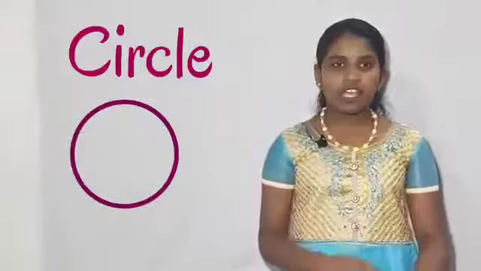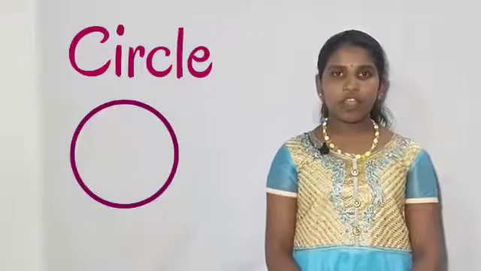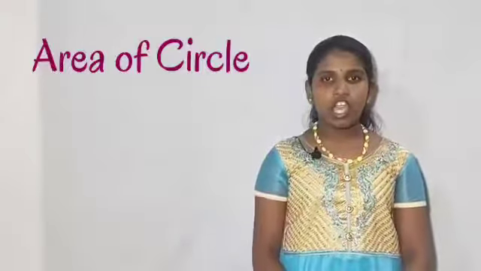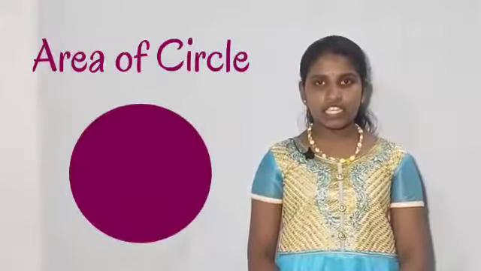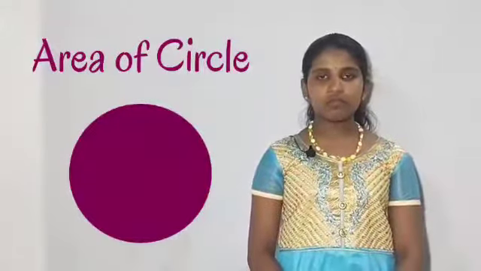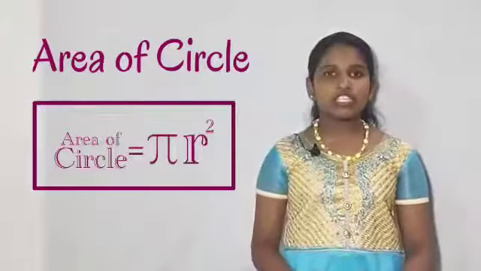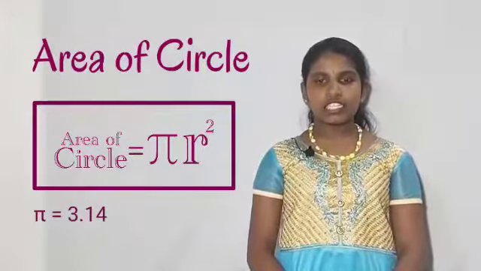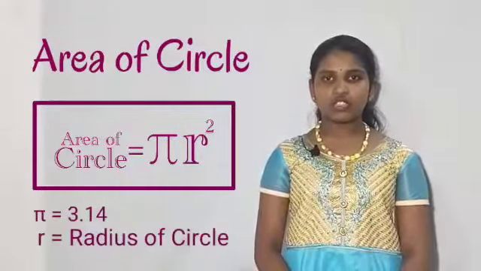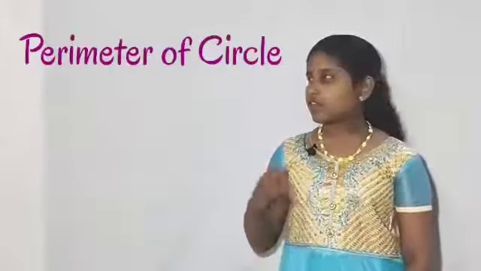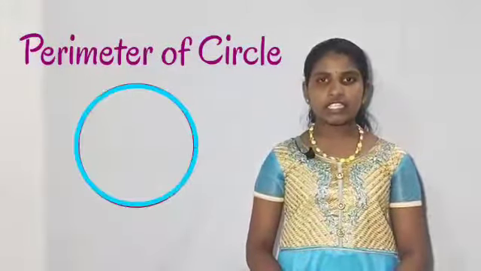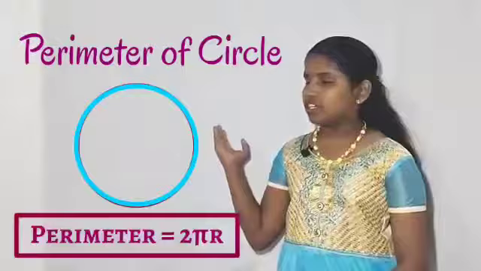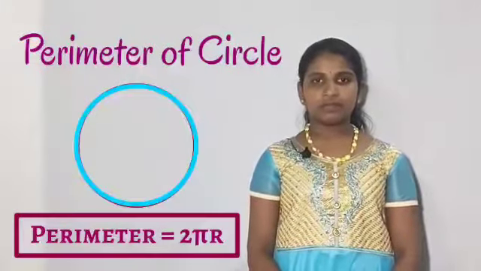Next is circle. A circle is a round, two-dimensional shape. All points on the edge of the circle are at the same distance from the center. Area of circle: the area of the circle is the space covered by the circle. Area is equal to pi r square. Pi is the mathematical constant, that is 3.14. R is the radius of the circle. Perimeter of the circle: the perimeter of the circle is the measurement of the boundary of the circle. Perimeter is equal to 2 pi r.